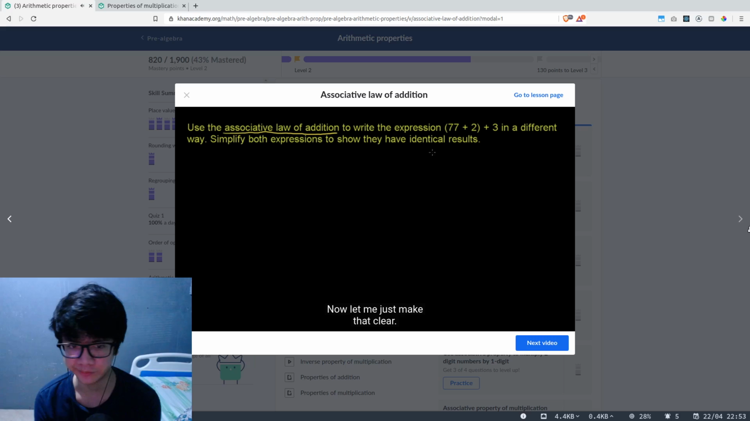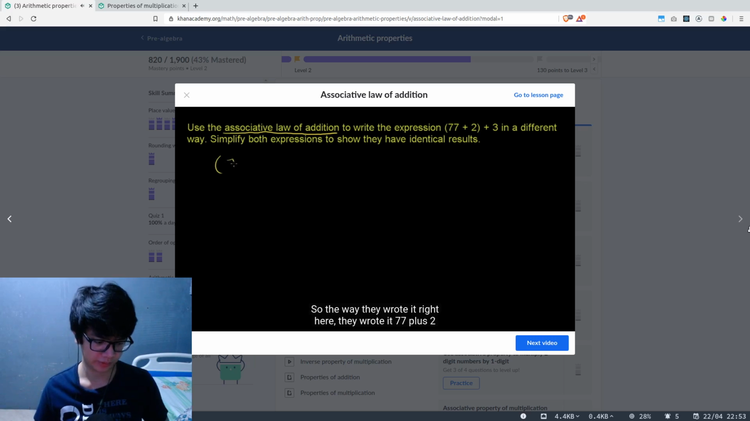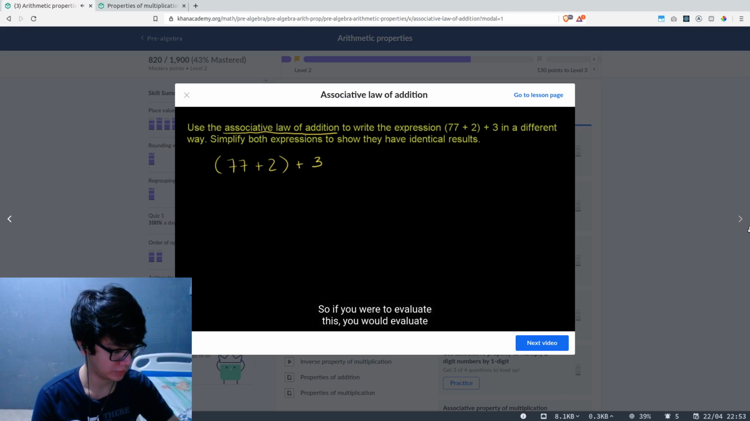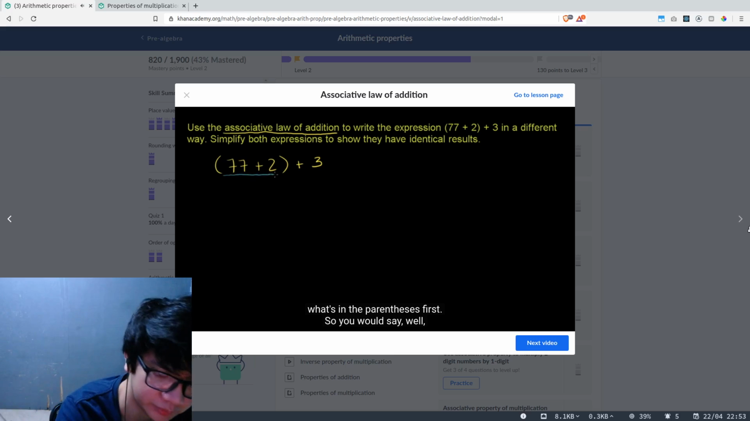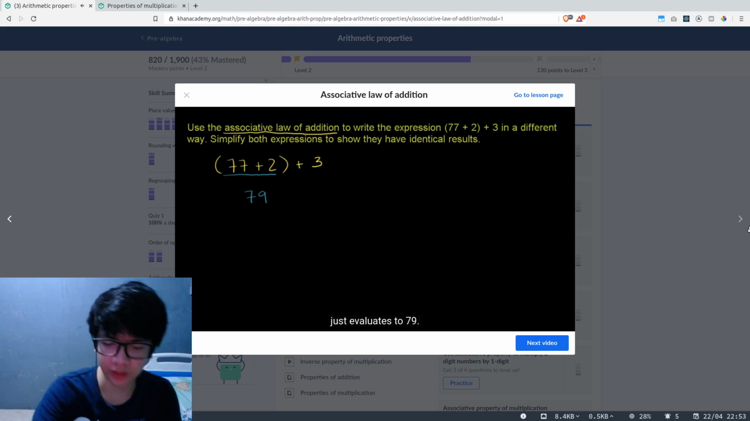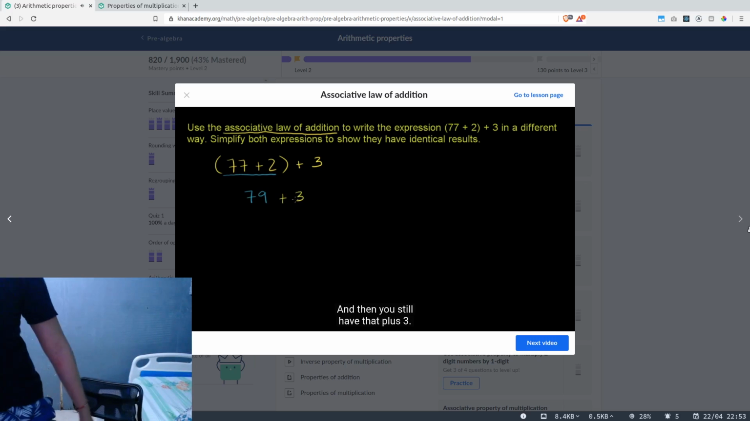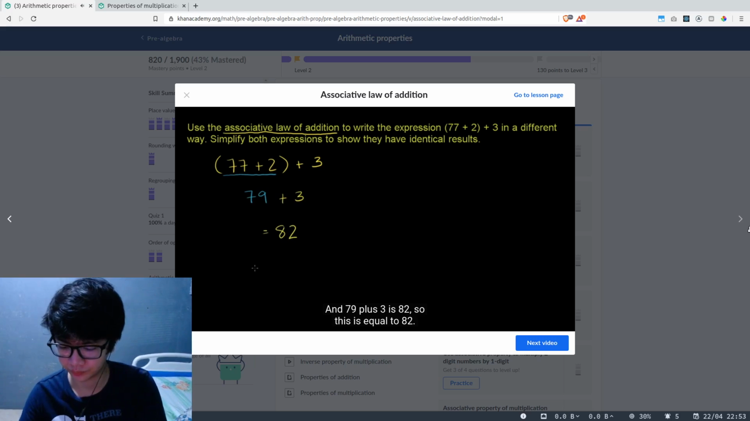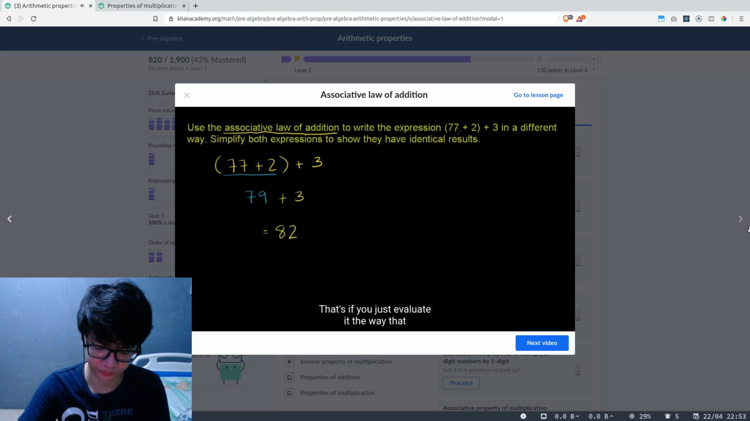Now let me just make that clear. The way they wrote it right here, they wrote 77 plus 2 in parentheses, and then they wrote plus 3. These parentheses mean do the 77 plus 2 before you add the 3. So if you were to evaluate this, you would evaluate what's in the parentheses first. So you would say, well, 77 plus 2, that's 79. So everything in the parentheses just evaluates to 79. And then you still have that plus 3. And 79 plus 3 is 82. So this is equal to 82. That's if you just evaluate it the way that they gave it to us.